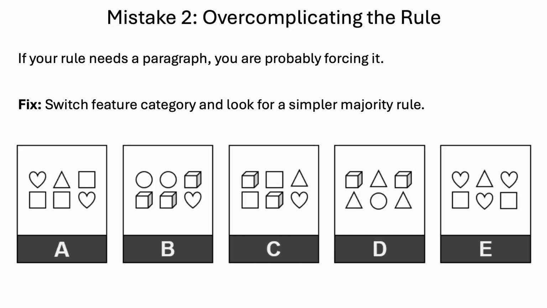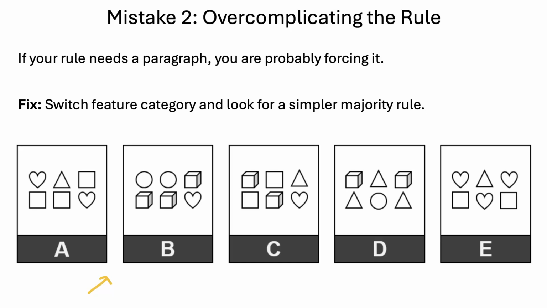So a second common logical mistake is overcomplicating the rule. And this is also something we've touched on already, but again, it's a very common and problematic logical mistake, and therefore let's cover it one more time and take a look at another example. So remember, if your rule needs a paragraph, then you're probably forcing it. You should be able to articulate the rule simply and concisely. And the fix for this mistake is to switch the feature category and look for a simpler majority rule. So let's take a look at our example here.